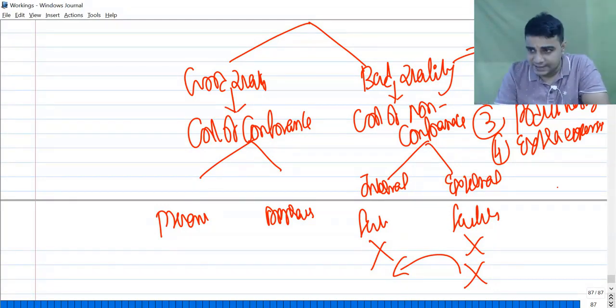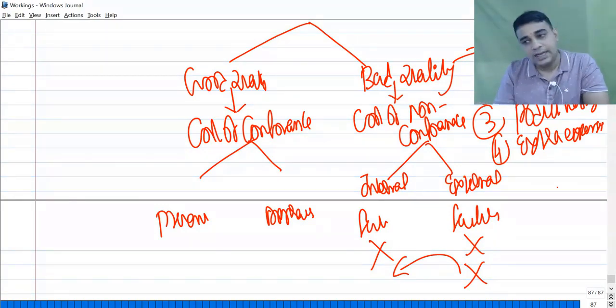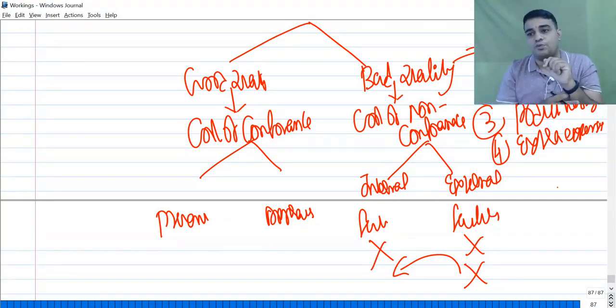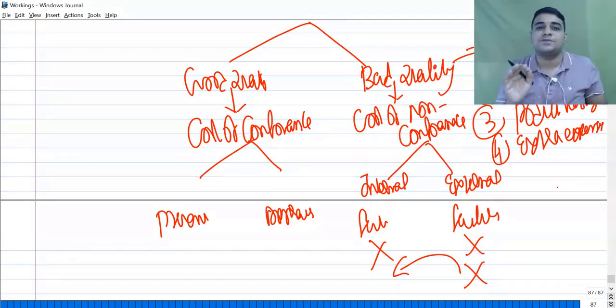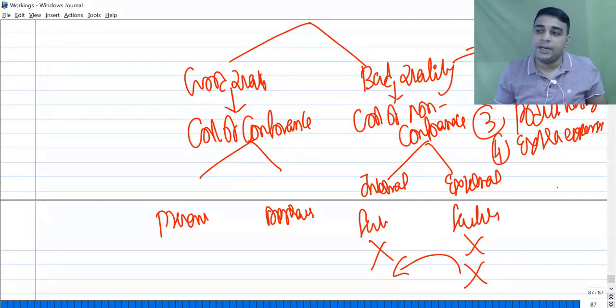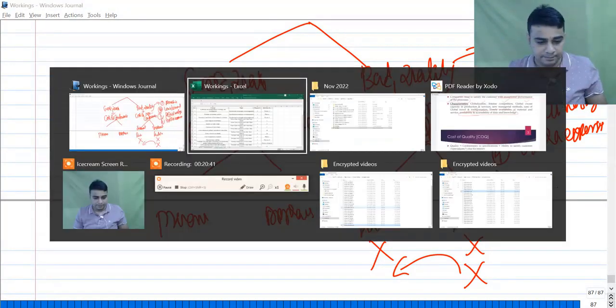So quality is essential. We are not saying no to it. TQM basically says you need to move towards zero defect. But cost of quality as a concept says there is something called optimal quality for a company.